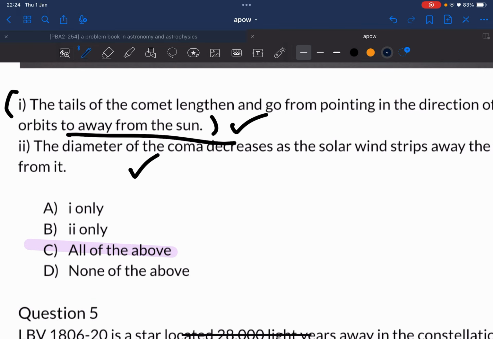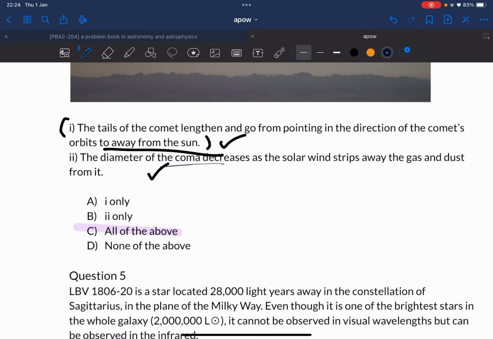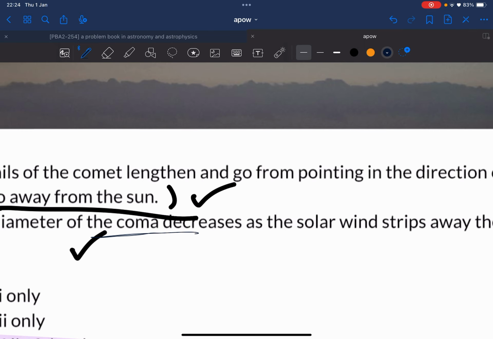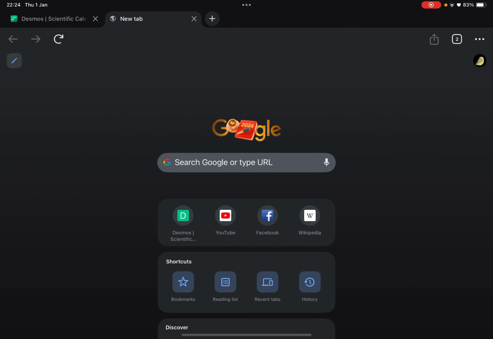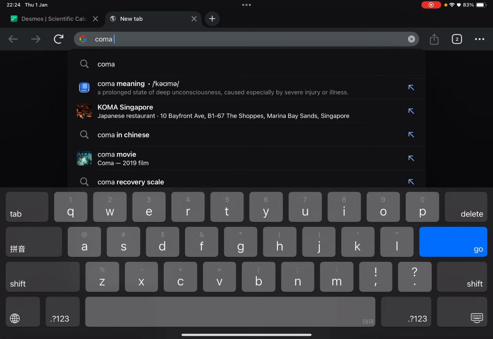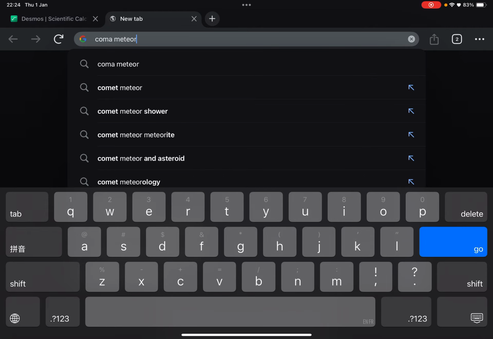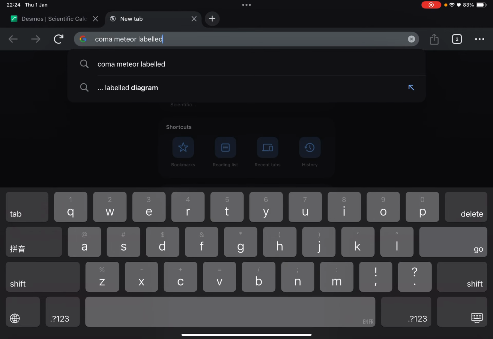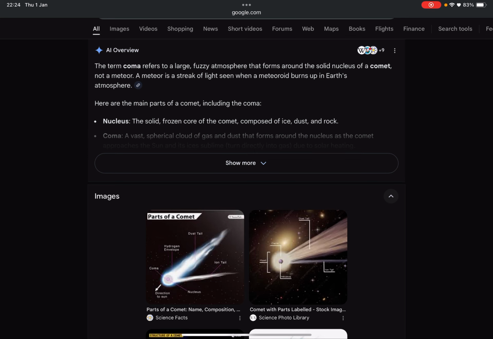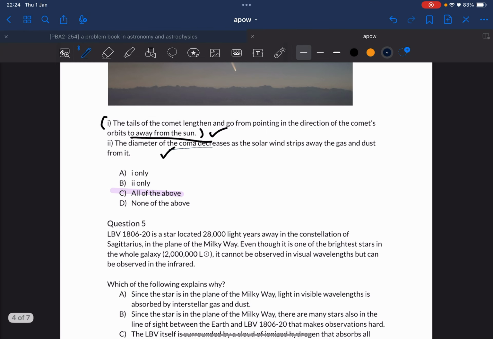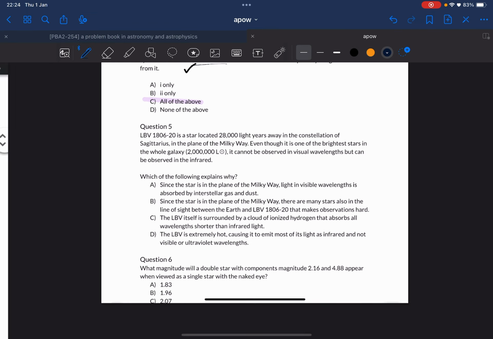The answer is C. And this, wait, coma, diameter of the coma. Wait, hold up, am I getting my comet stuff right? Give me a minute, I'm a bit confused. Coma, oh, the coma is around the nucleus? The atmosphere around it. Okay, yeah, I'm right, good.